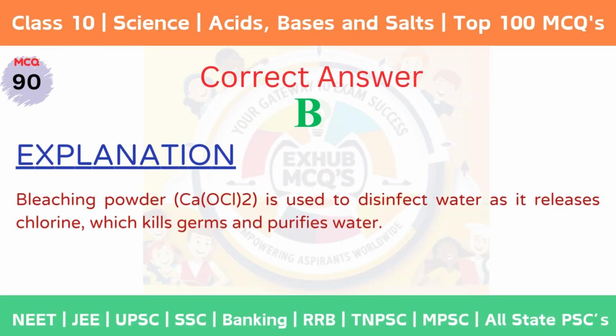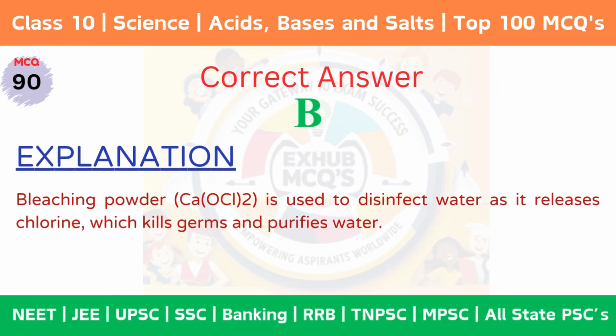The correct answer is bleaching powder. Bleaching powder, CaOCl2, is used to disinfect water as it releases chlorine, which kills harmful bacteria and purifies the water.